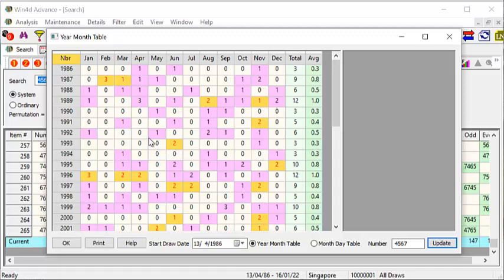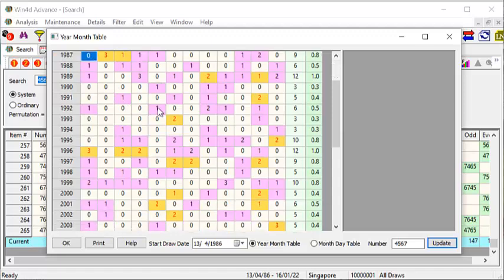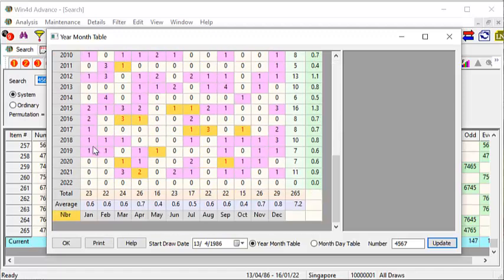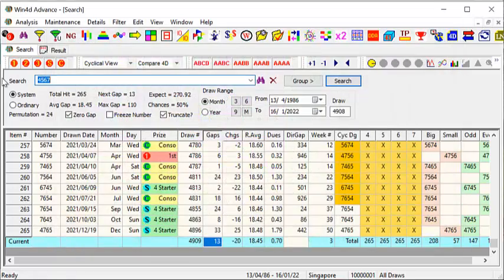But I think so far, this particular number and 4579 are in almost the same situation. Of course, this one is not the highest at the moment right now, but I think the opportunity is still there. So let's sum up 4579 and 4567.